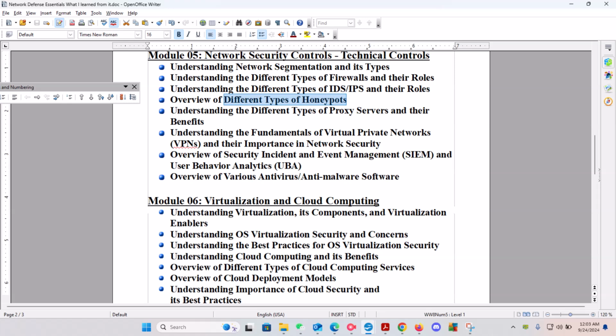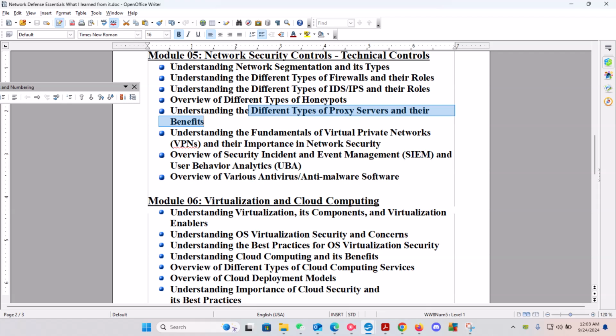Also, I was able to understand different types of proxy servers and their benefits. Remember, from proxy servers, this is the connection point from going into the network instead of going directly to the file server. The proxy server goes out. It does that point for users going to the proxy server.